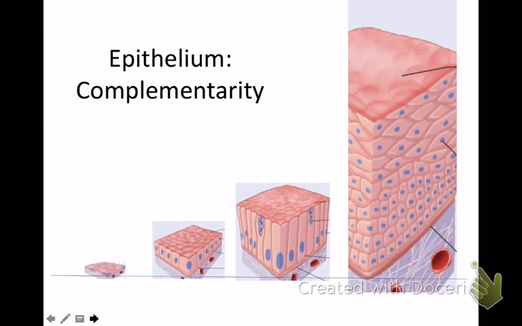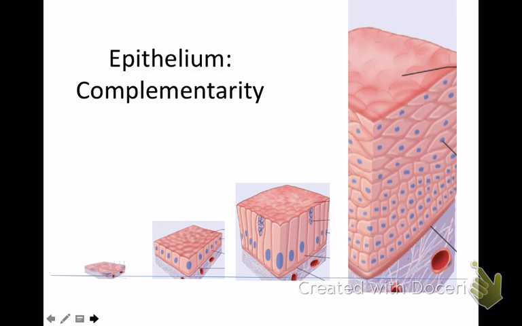Endothelium is the epithelium that lines your cardiovascular system. It's a simple squamous epithelium. And it lines your blood vessels and your lymphatic vessels. And where it lines the heart, it's the same stuff, but we use a different name. We call it the endocardium. But it's still the same simple squamous epithelium.